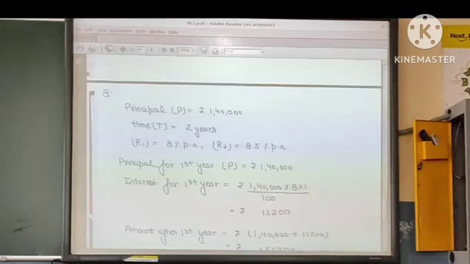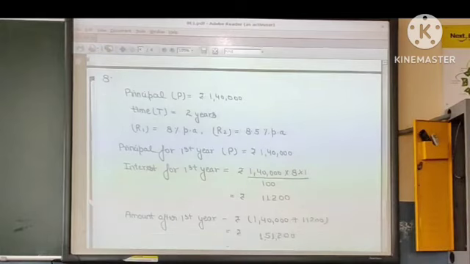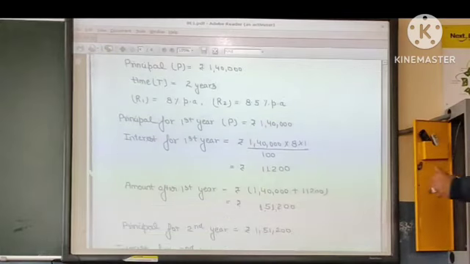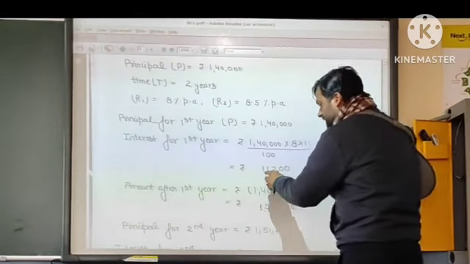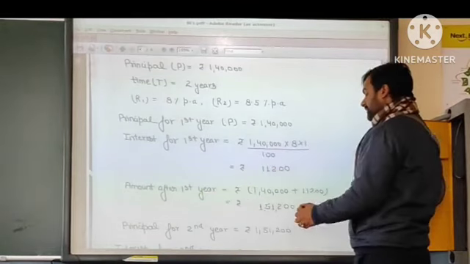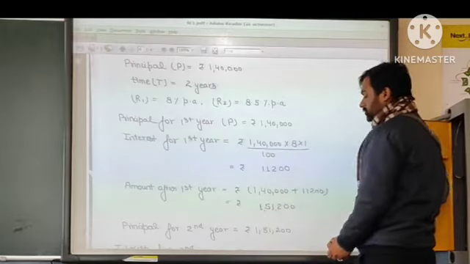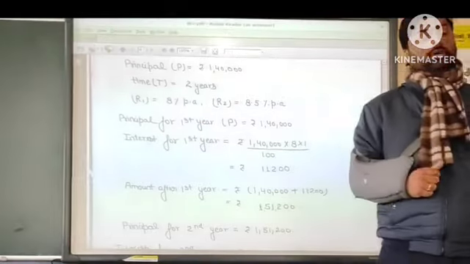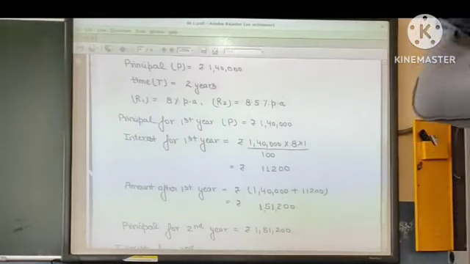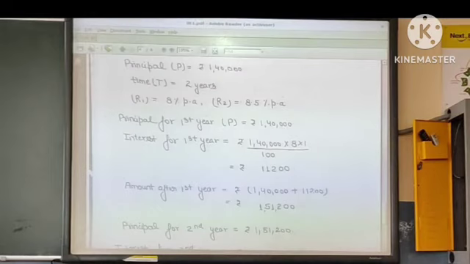Now what will the amount of the first year be? This interest is added to the principal. That gives you rupees 1,51,200. And as you already know, the amount after the first year is the principal for the next year. So the amount of the first year is the principal for the next year.